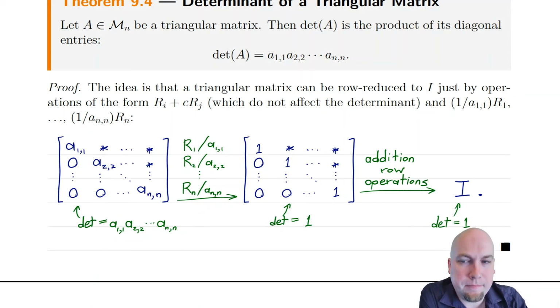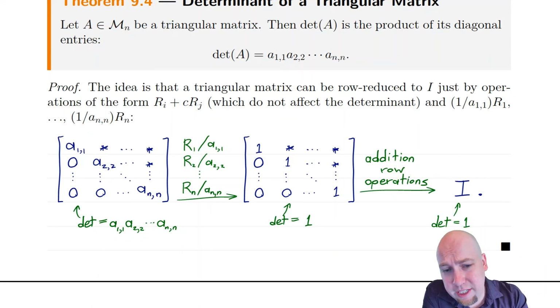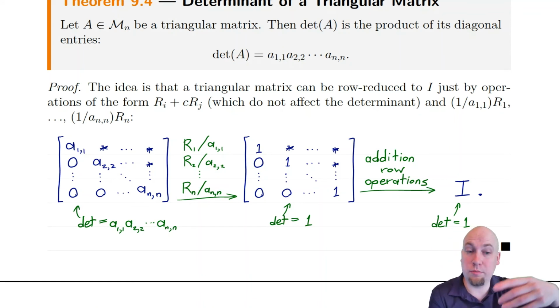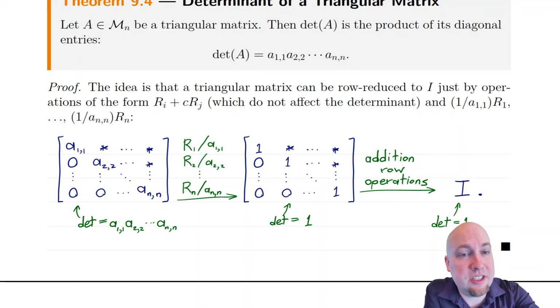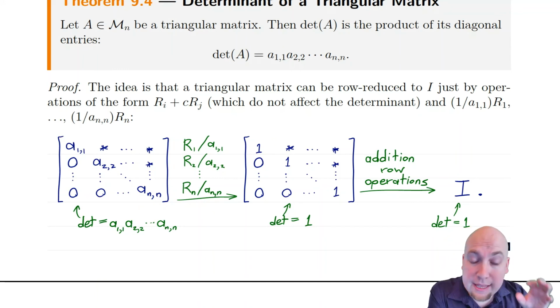Except I lied and cheated a little bit in the proof of this theorem. What I lied about was that I assumed that each of these diagonal entries was non-zero. I assumed that I could divide by them. So what happens if one of them does equal 0? It turns out the theorem, fortunately, still is true in that case. What the theorem says in that case is that the determinant of A is going to equal 0, because if one of these diagonal entries is 0, then the product of all of them is 0. In other words, if it's upper triangular with a 0 diagonal entry, then it's not invertible. And that's true.